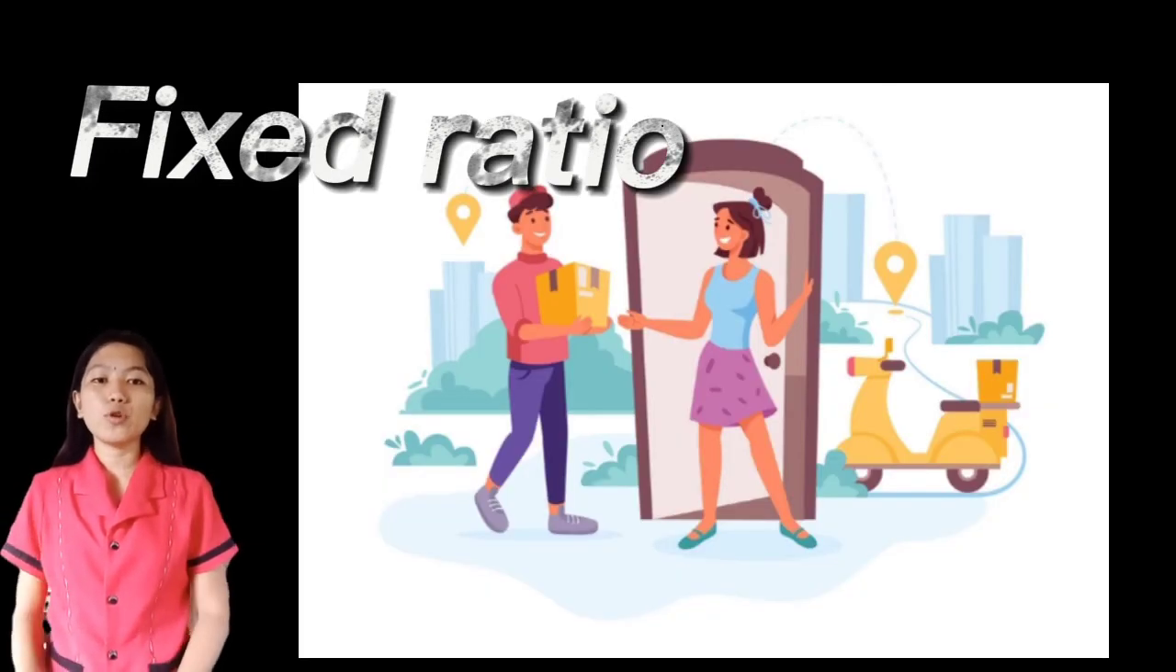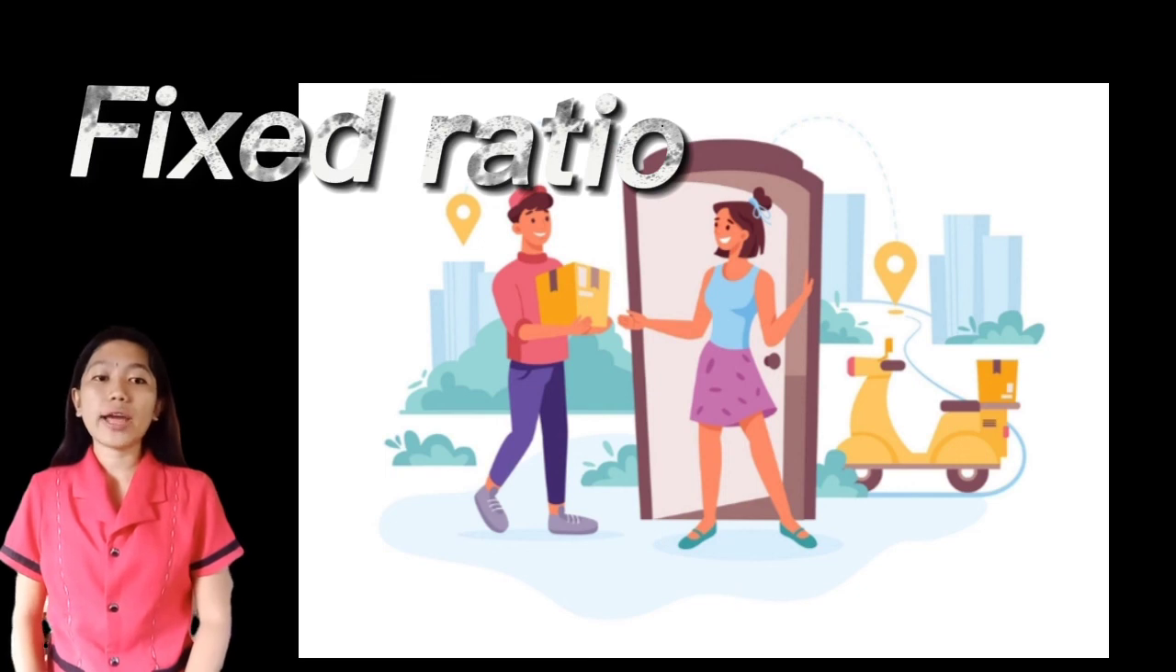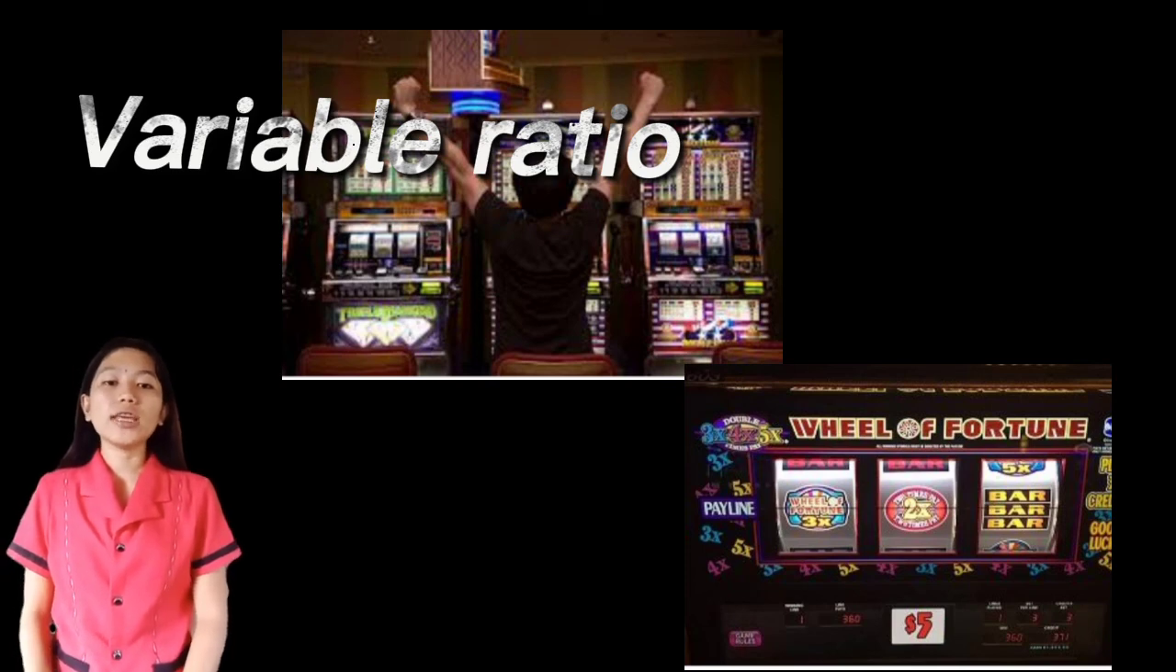Fixed ratio delivers reinforcement after a certain number of responses. For example, a baker produces an order of 6 cakes in one day, and when the order is delivered correctly, the baker is reinforced when the 6 cakes are delivered. Variable ratio delivers reinforcement after a variable number of responses are made. For example, winning money out of a slot machine.